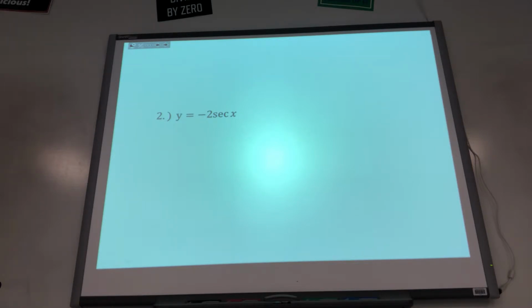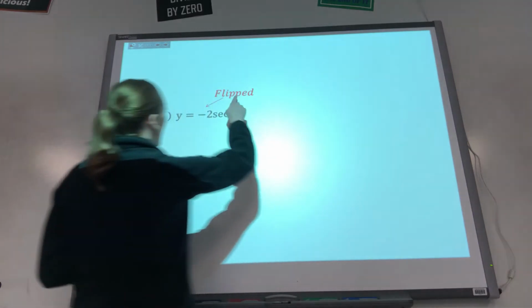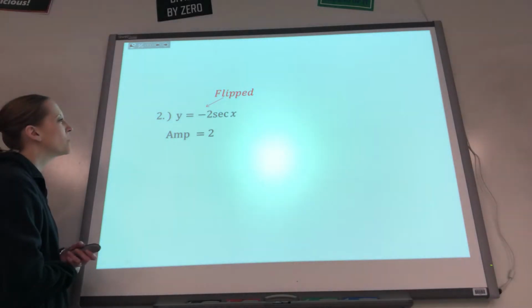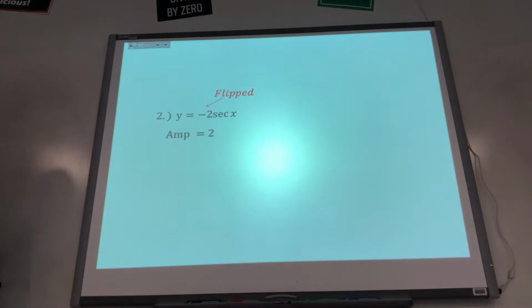Number 2, y equals negative 2 secant of x. Negative 2 secant of x. What would the amplitude be? 2. Very good. I am pointing out that it is flipped here because of the negative, but when I take the amplitude, it's always the absolute value of a. So that is 2. And hey, this is kind of nice.